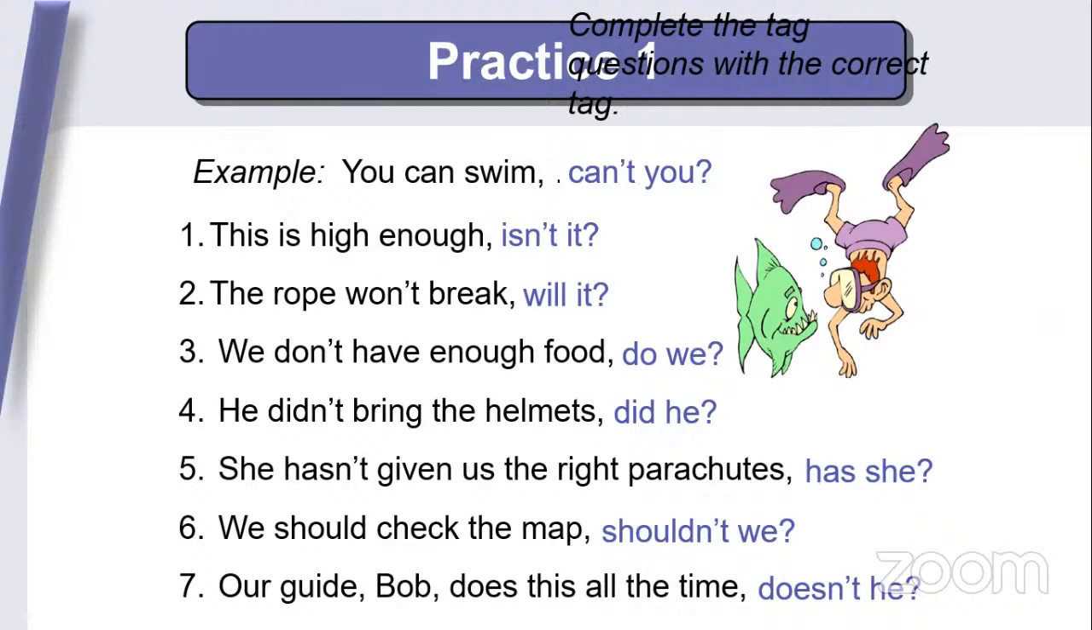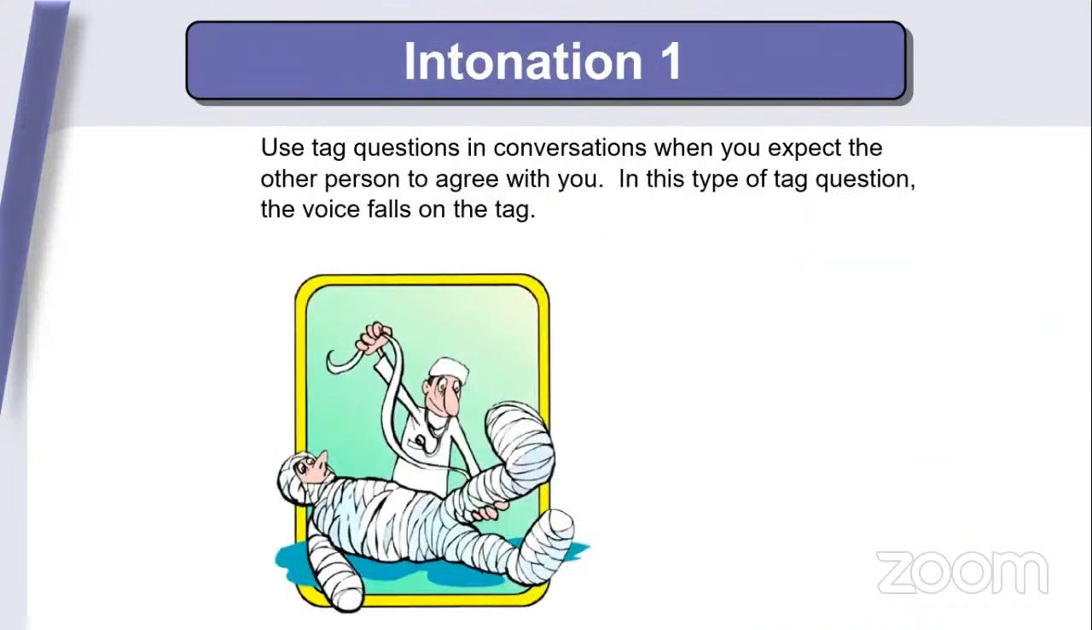Okay, as you see, this question is not difficult. It's easy. So it also depends on the intonation when we use tag questions. We use tag questions in conversations when you expect the other person to agree with you. In this type of tag question, the voice falls on the tag.